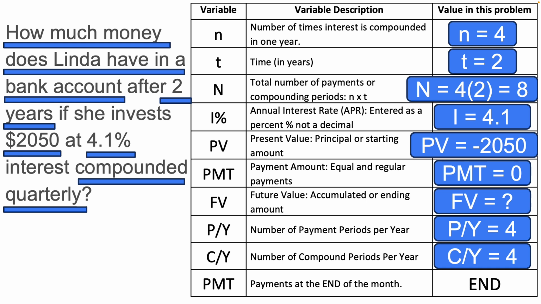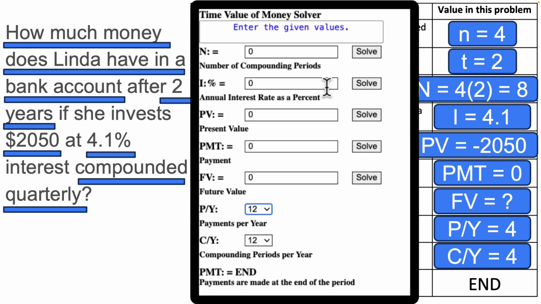Okay, let's go over to the TVM solver and solve this problem. Here's the free TVM solver that is also linked in the video description. Let's go ahead and enter the values of our variables in. We found that capital N, the number of compounding periods, was 8. I was 4.1. PV was negative 2050. PMT was 0. FV, the future value, is what we're looking for, so we will skip that for right now. And PY and CY need to be 4, and you'll notice when I change the first one to 4, it automatically changes the second one to 4.